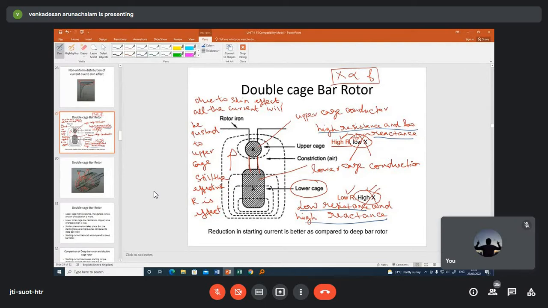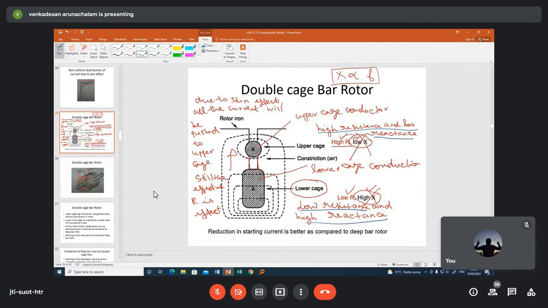This is what happens during starting time. During starting time, skin effect is dominating. Here also all the currents are moving in the upward direction. The effective resistance of the rotor is increased. In addition to this, the upper cage already has high resistance. So because of this, the effective resistance of the rotor is further increased when compared to the deep bar rotor.